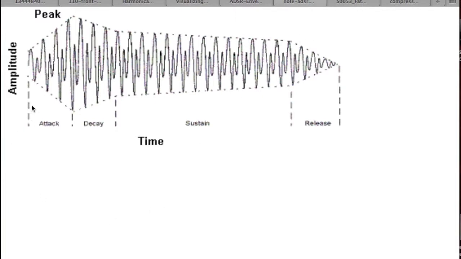So the attack phase is when the sound goes from silence up to its loudest amplitude. The decay phase is when the sound goes from its loudest amplitude to its kind of resting level as it sounds. The sustain phase is when the sound is sustaining at a generally consistent amplitude. And the release phase is when the sound goes from its sustain level back down to silence.